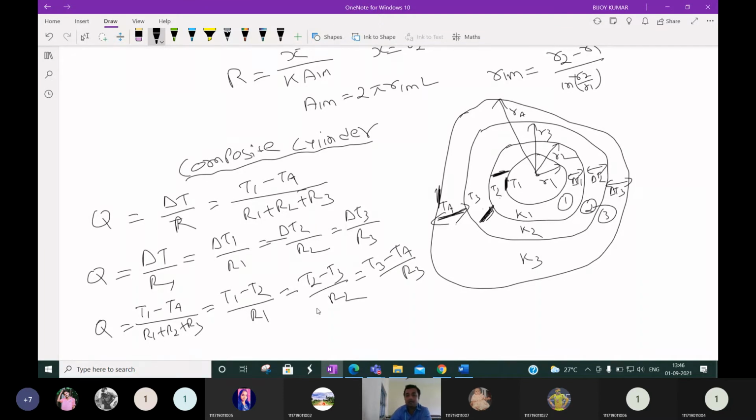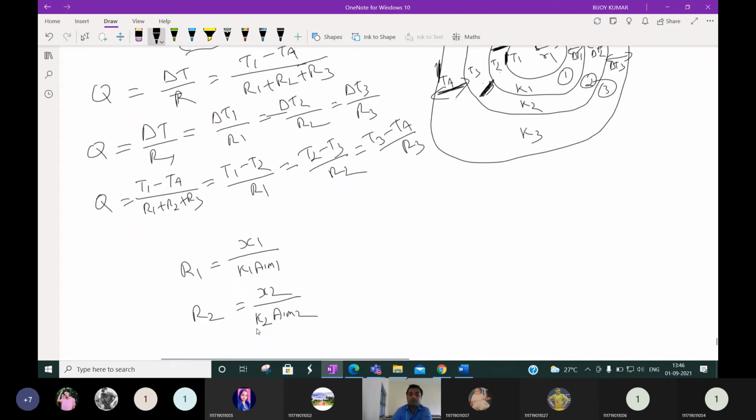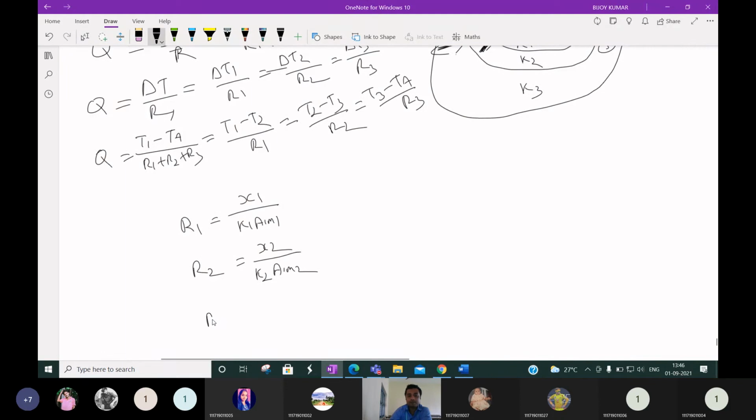Then let us discuss R1, R2 and R3. So R1 is what? The thermal resistance of the first wall. So first wall means it will be nothing but the thickness X1 by K1 into ALM1. R2 is what? X2 by K2 into ALM2. R3 is what? X3 by K3 into ALM3.